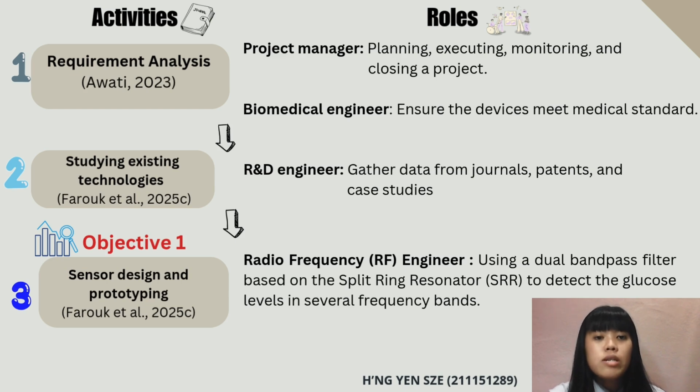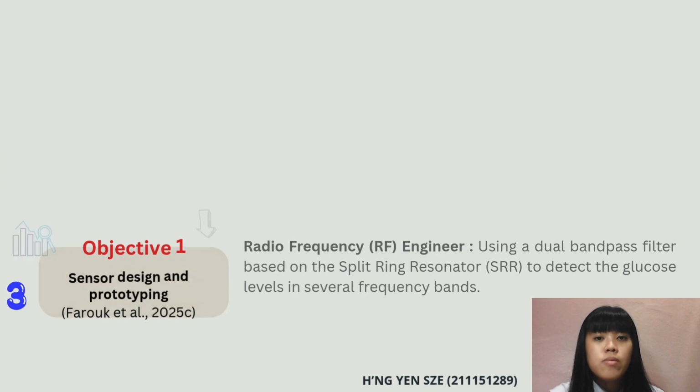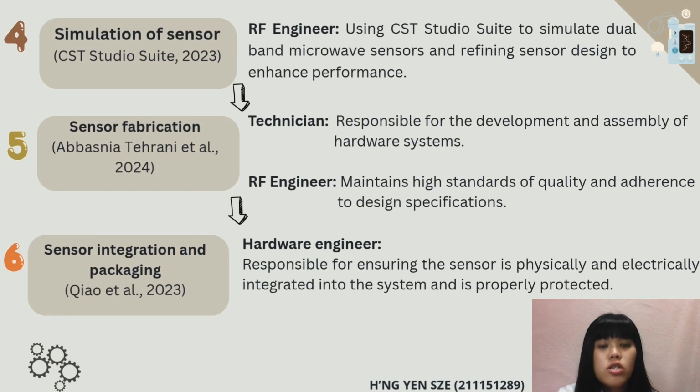The engineer will gather data from journals, patents, and also case studies. The next stage, which achieves our objective one, is sensor design and prototype, which is undertaken by the radio frequency engineer. The engineer will use a dual band-pass filter based on the split ring resonator to detect the glucose level at several frequency levels. The next activity is simulation of the sensor.